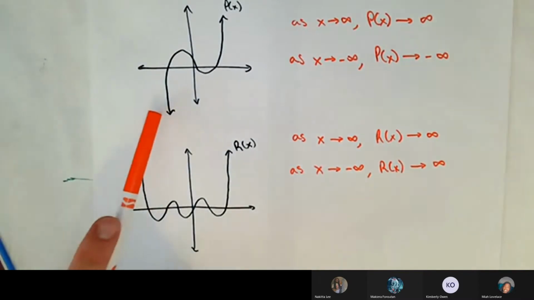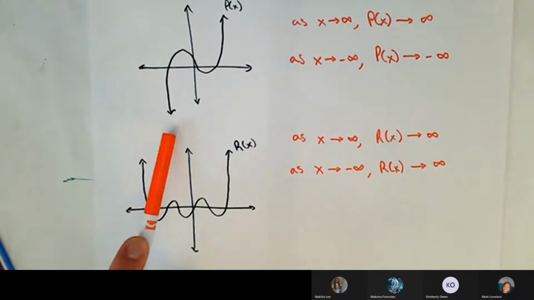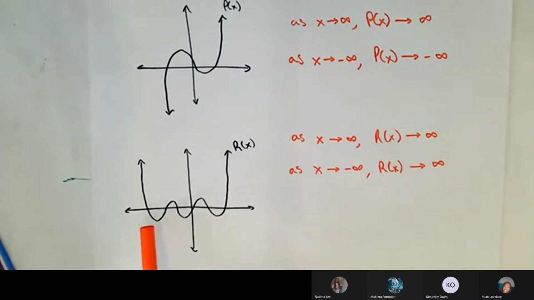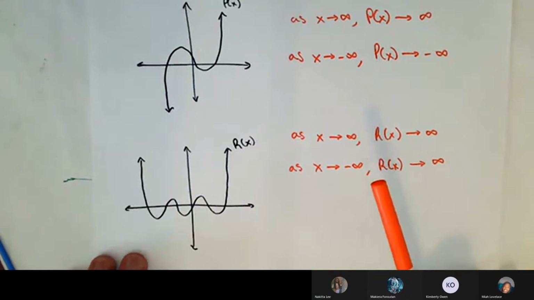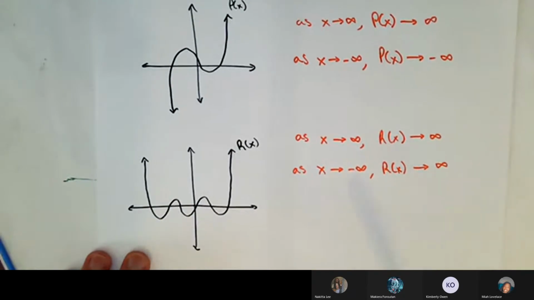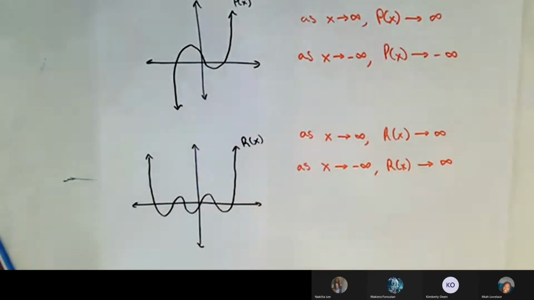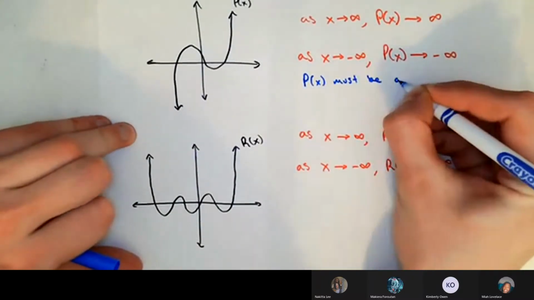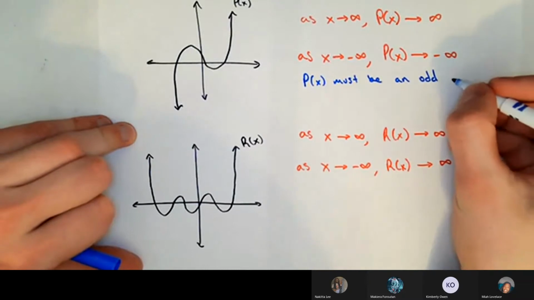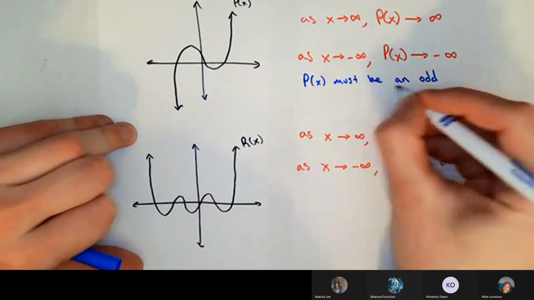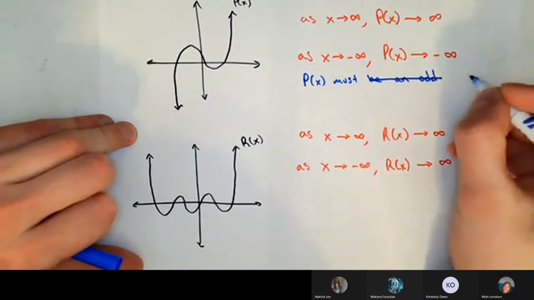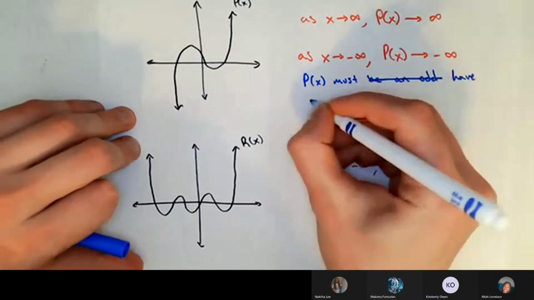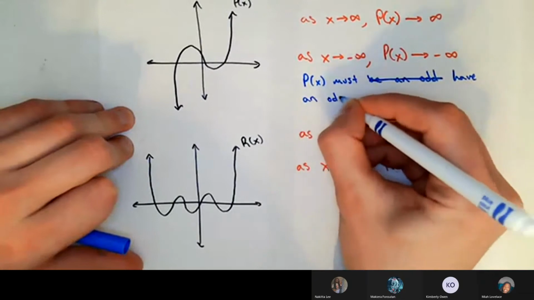See the difference? P of x back here, the left side was pointing down. R of x over here, both sides are pointing up, right? Both sides are pointing up. So this tells us via those rules that I had given you last time that P of x must have an odd degree.